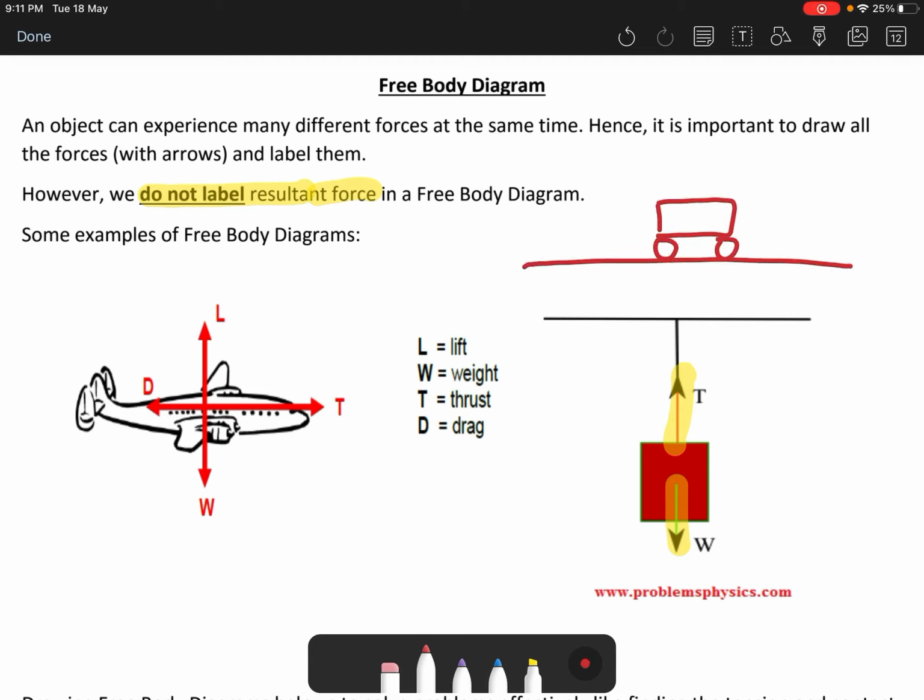This car is accelerating forward. So we have a driving force, we have a frictional force, I just put it F. And of course, not to forget your weight, and of course your contact force. Contact force maybe I just write here, normal contact. So these are all the different forces acting on the object. But we know that the car is accelerating forward, but we do not label the resultant force. We do not label this. So that's a very important thing.